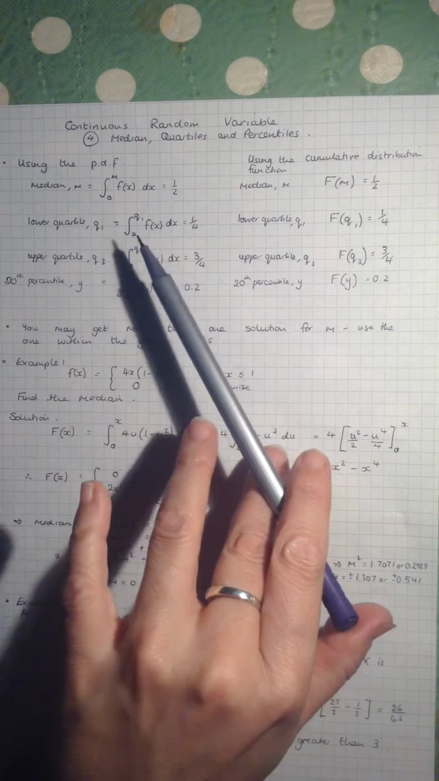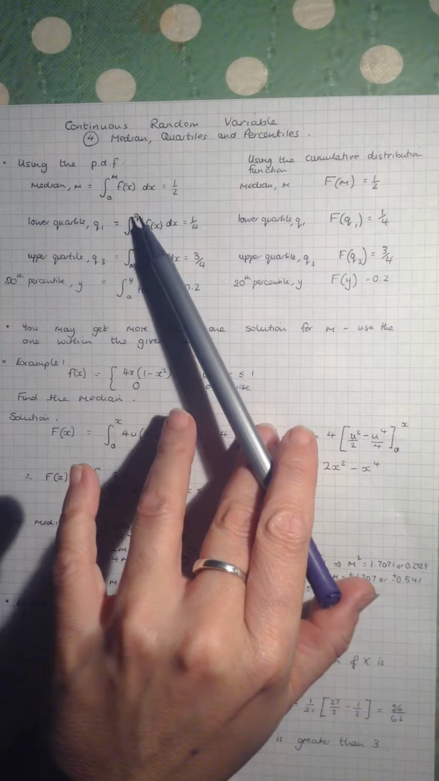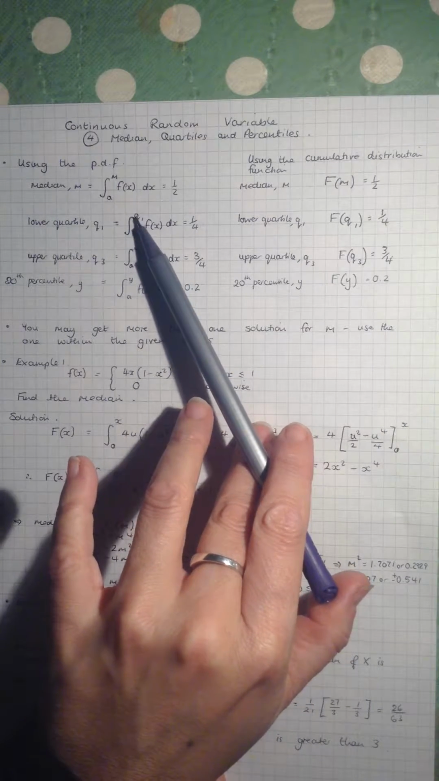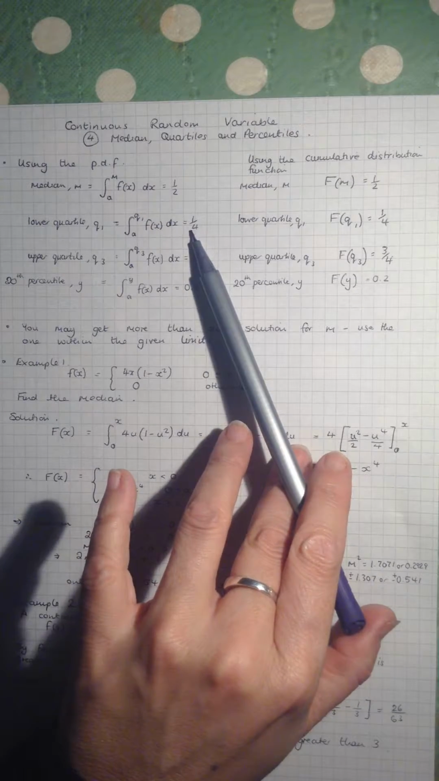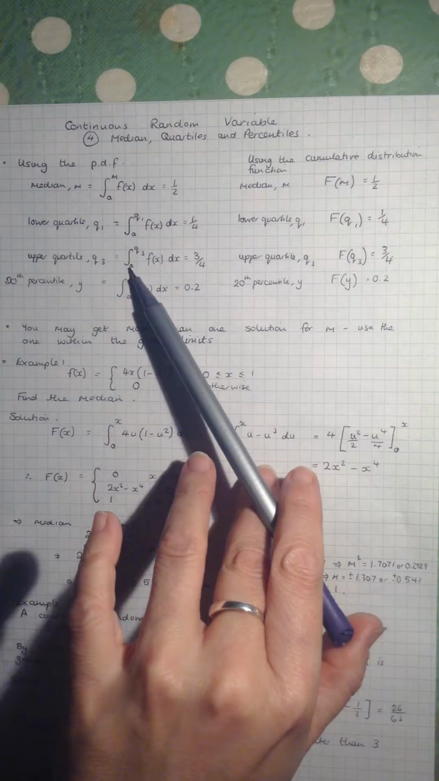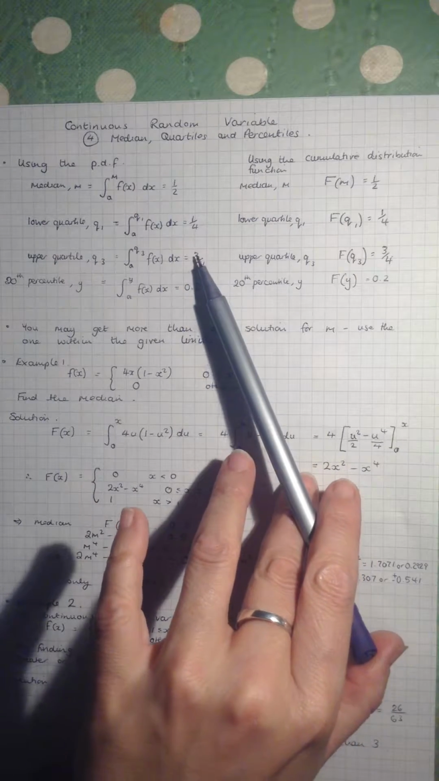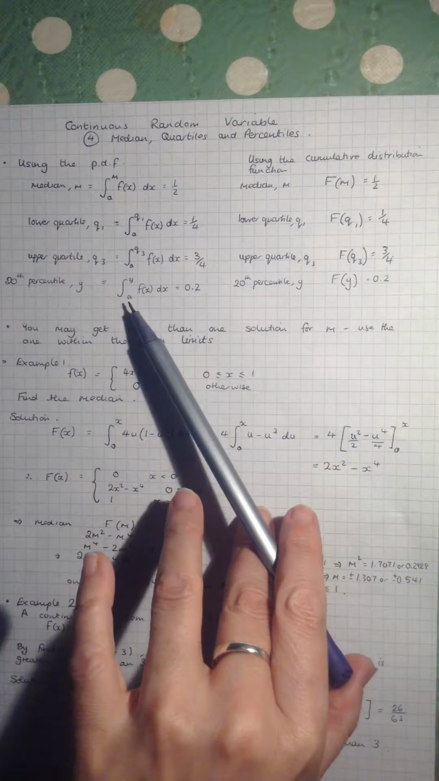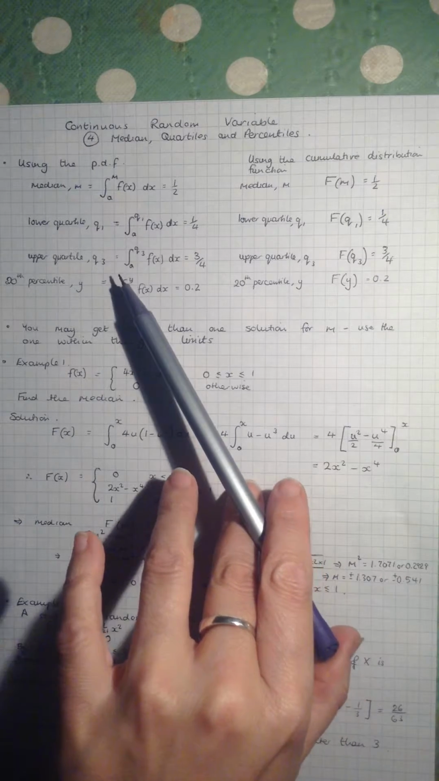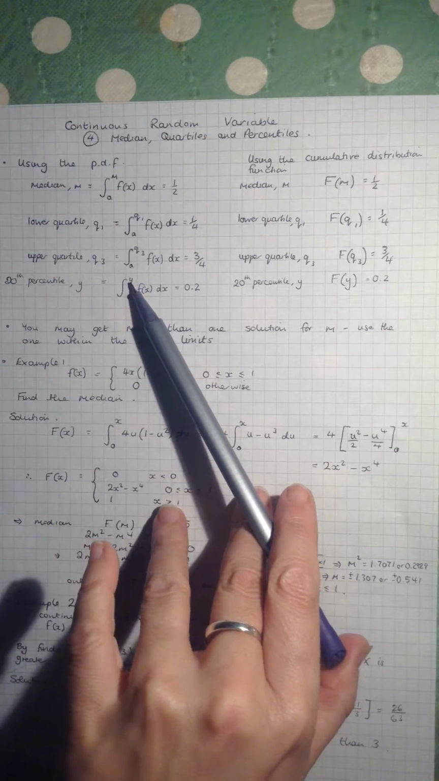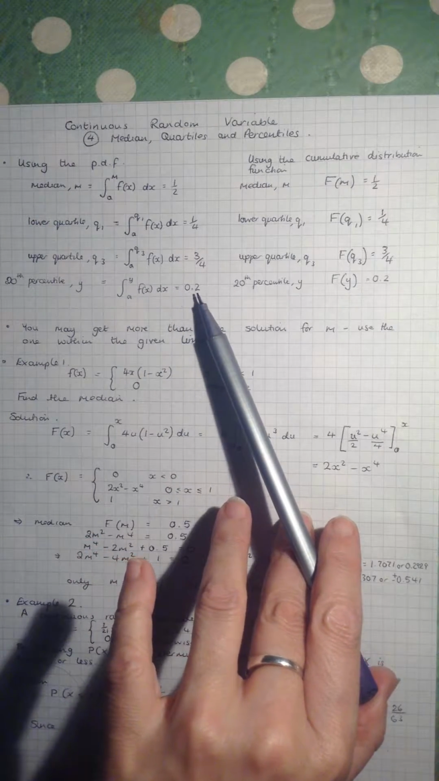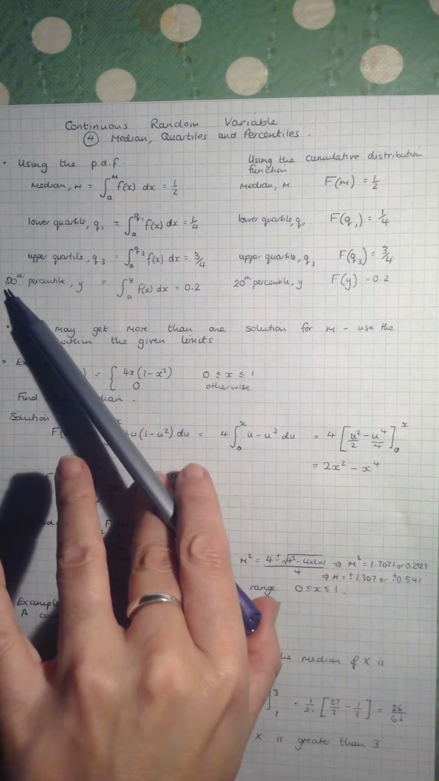Lower quartile: integrate between the lower limit and q1 for the lower quartile and put that equal to a quarter. Upper quartile: between the lower limit and q3, and put that equal to 3/4. The 20th percentile: integrate between the lower limit and, we're calling our 20th percentile y, so integrate between those two limits and put it equal to 0.2, since 0.2 is our 20%.